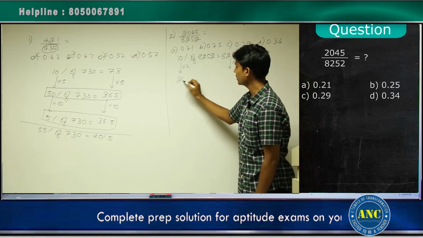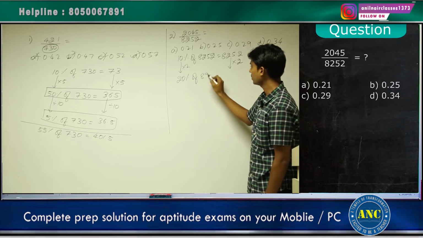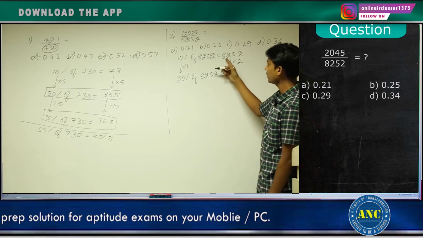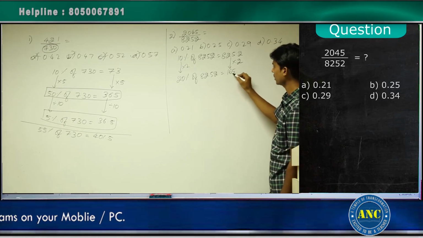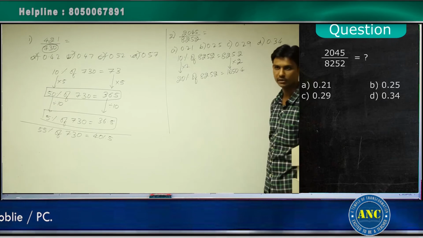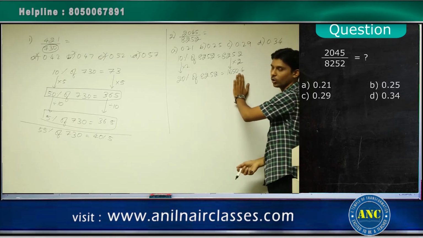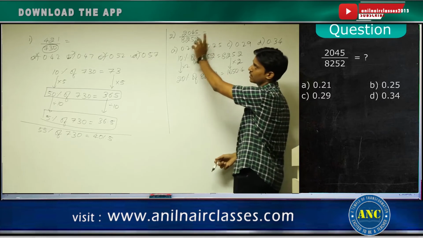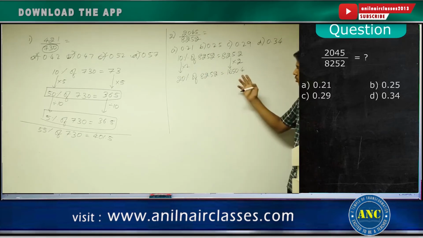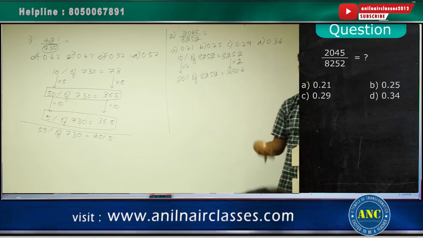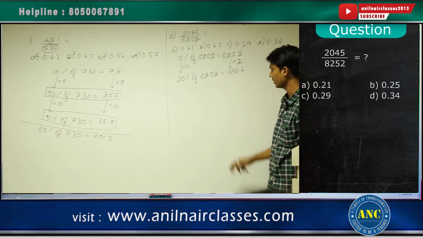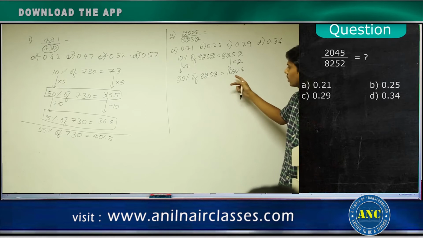That means 20% of 8252. How much is it? 825 times 2 will become 1650. 1650.4. Listen to this. I got 1650.4. I still require 2045. How much do I require? 350 plus 45, 395. That means close to 400 I require approximately. I need to make this 400.